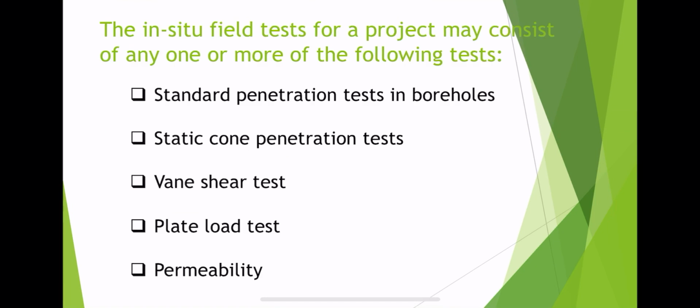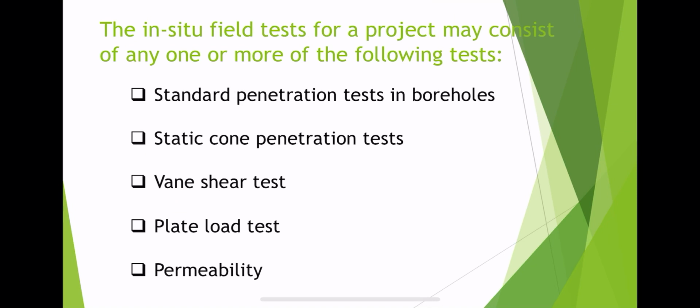These are the different in situ field tests. In situ means field test. A project may consist of any one of the following tests, depending upon the type of soil. Standard penetration test is conducted in cohesionless soil, that is red soil and moram soil. Static cone penetration test is conducted in cohesive soil. Vane shear test is conducted in place of the liquid limit test, whenever it is not available in the field or whenever we cannot get the liquid limit results. At that time we can go for vane shear test.